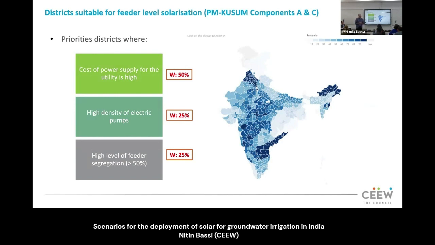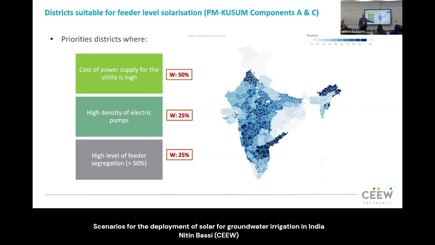And of the three main indicators or parameters that we took, for the cost of power supply we gave a weightage of around 50%. And that is why you see that a lot of area in the Northeast emerges as a suitable option, because the cost of power supply there is huge. And that is why you can find them occurring in the higher percentile of where component A can be promoted. Similarly, there is a high density of electric pumps and a high level of feeder segregation.